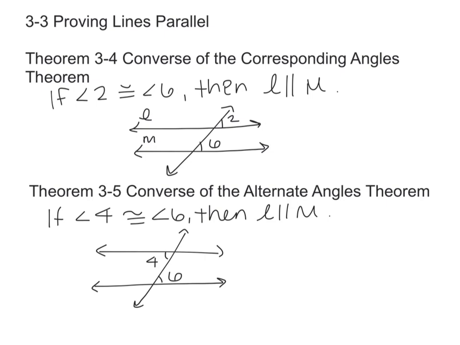So we're going backwards. The second theorem, theorem 3-5, is the converse of the alternate interior angles theorem.